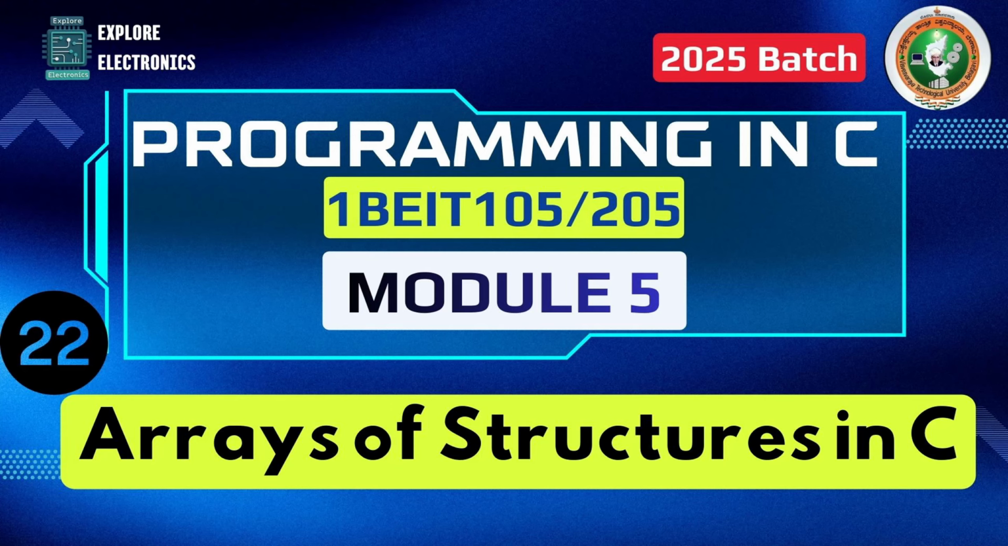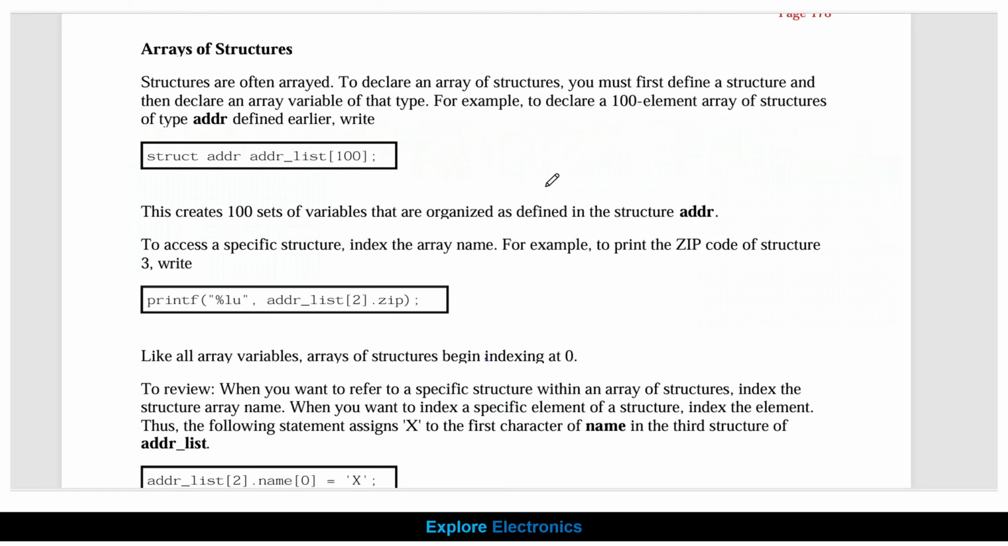In the previous video, we already completed the first concept of module 5, that is structures. Now the second concept is arrays of structures. In this video, we are going to learn about arrays of structures in C.